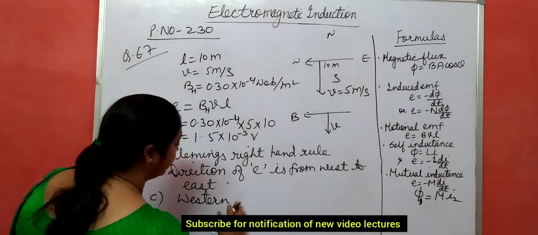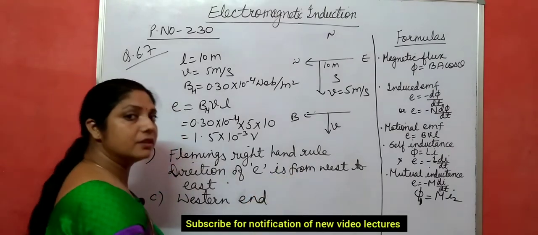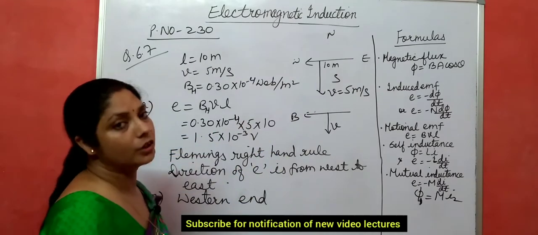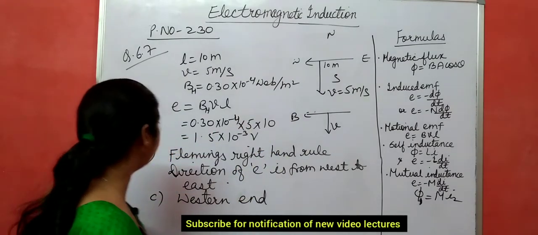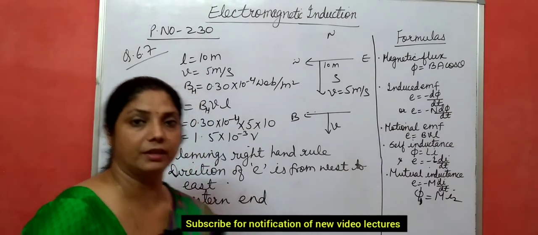Western end, because the direction of induced EMF is from west to east, so the western end is positive and the eastern end is at lower, negative potential, right? In this way you solve this question. I think you have understood.